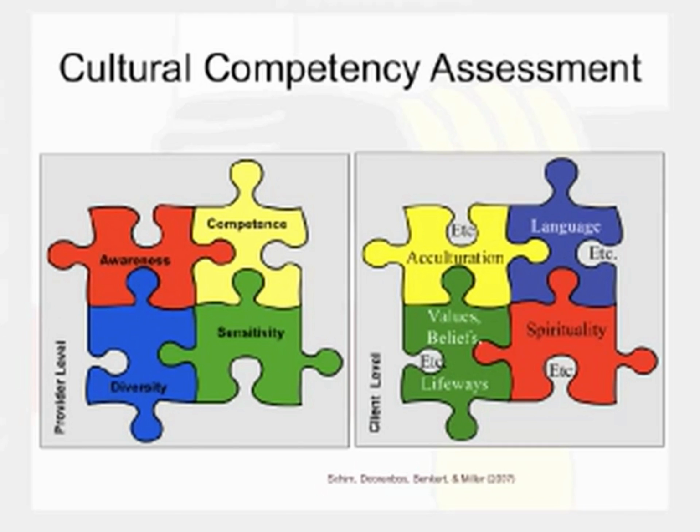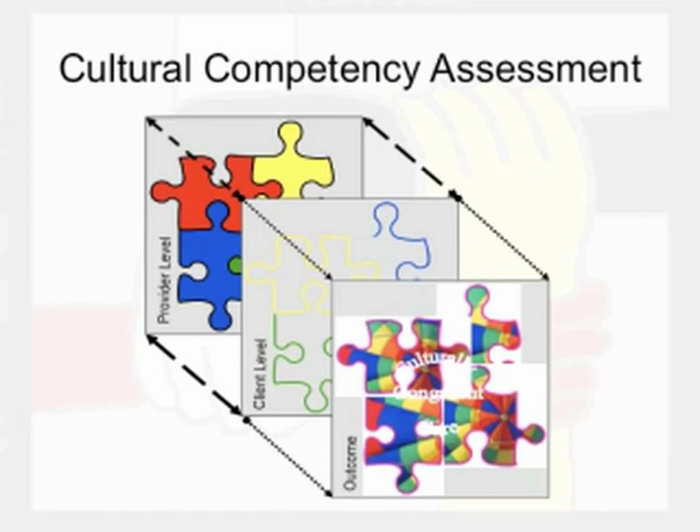So we, as the provider, have to use the four constructs at the provider level in conjunction with the four constructs at the client level to provide that culturally congruent care. And we see how this works in this next slide, where the provider level and the client level come together in the cultural competence puzzle to form that culturally congruent care.